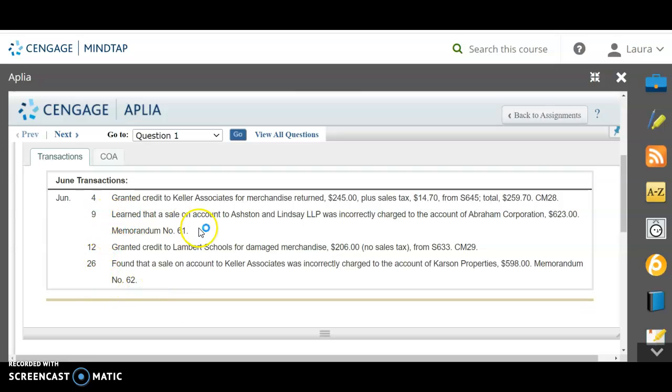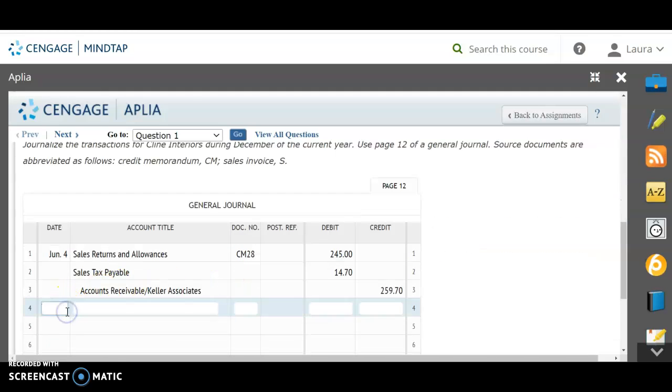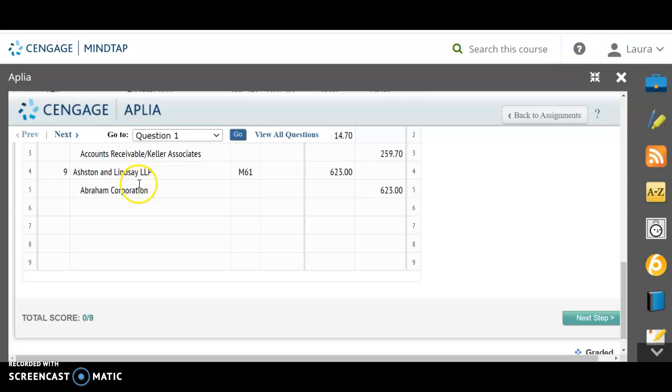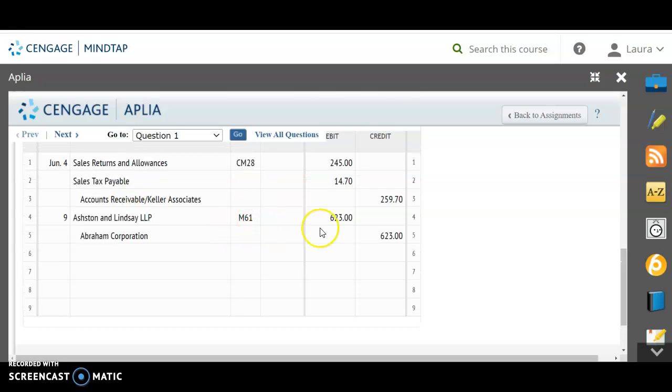Second transaction on the 9th: learned that a sale on account to Ashton and Lindsay LLP was incorrectly charged to the account of Abraham Corporation for $623, memorandum number 61. In this case, we are making a correcting entry, so we have to debit one account and credit the other. This is the 9th. We're going to debit the account that should have been debited, which was Ashton and Lindsay. The sale on account should have gone to Ashton and Lindsay, so we debit their account and credit the incorrect account of Abraham Corporation. It's memorandum 61, and the amount is 1 debit, 1 credit of $623.